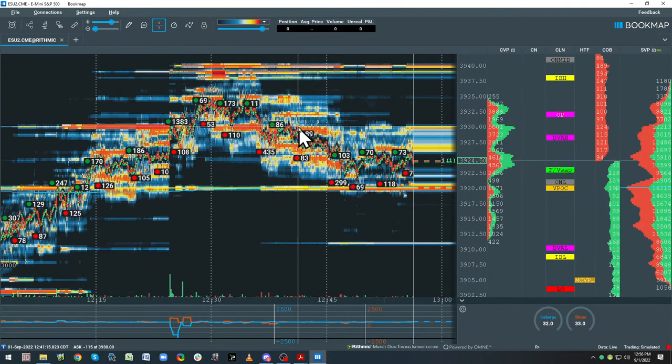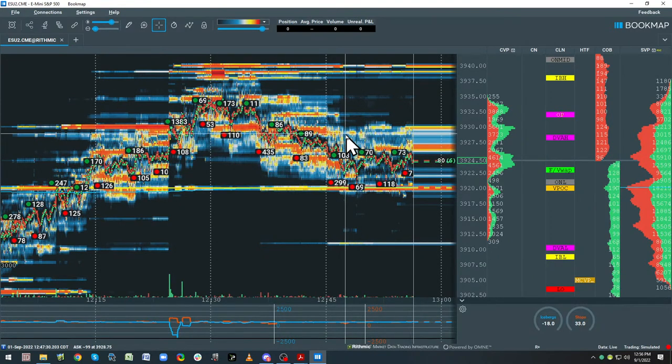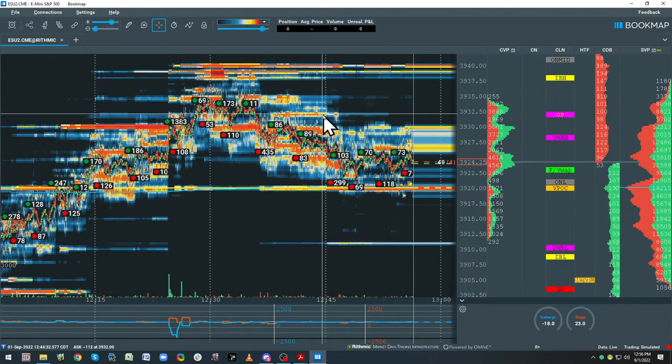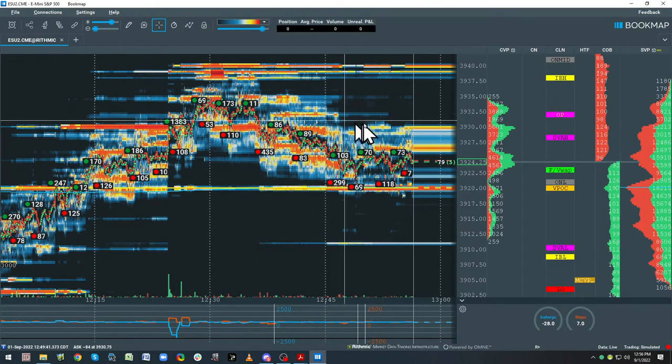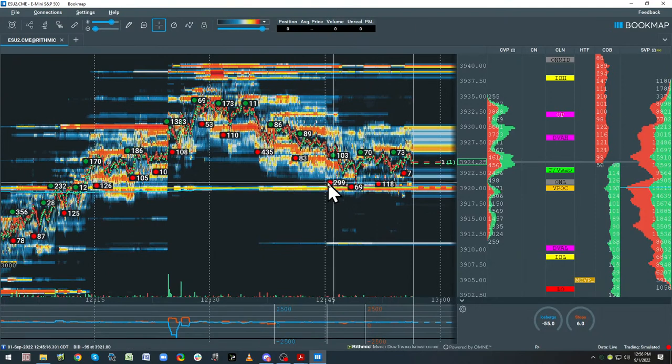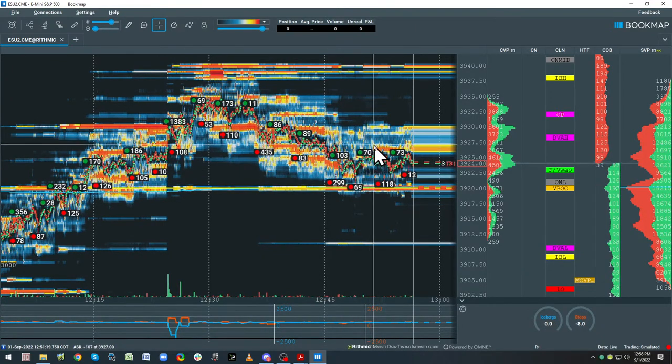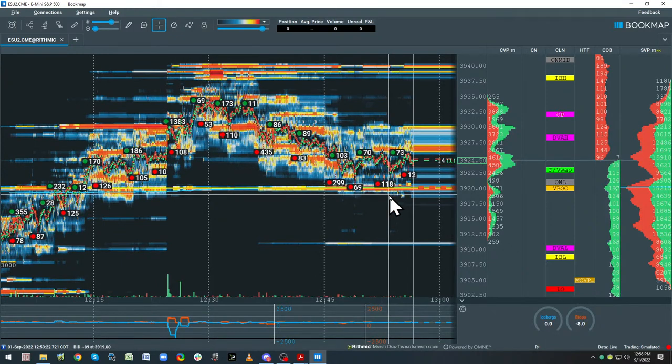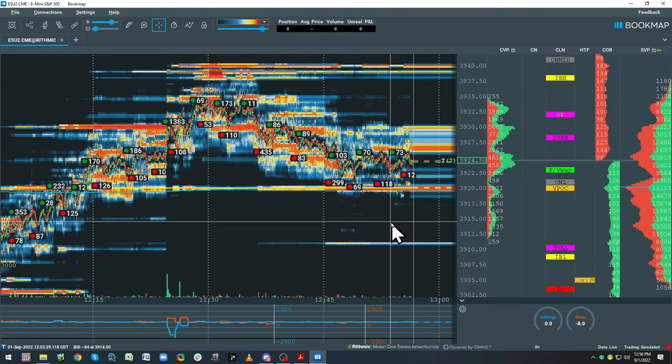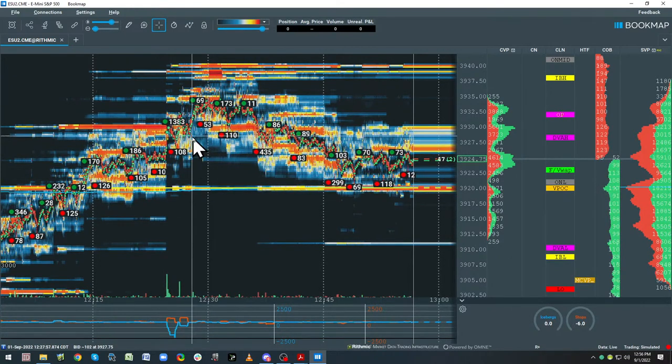Or is your plan to ride through a counter rotation and risk giving back open trade equity, or MFE, maximum favorable excursion, in order to get that? Is, we got here, is that close enough? Or do we want this? What's your plan? What's your rule? Those are the answers you need to have. And then you just act accordingly per your plan.